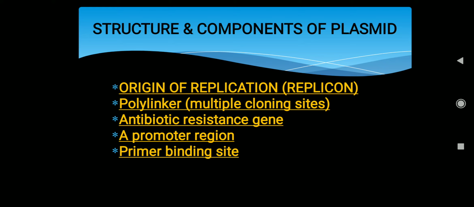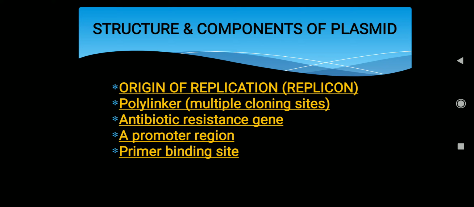Let us see the various components of plasmids. Origin of replication is present in a plasmid. There is a polylinker site in the plasmid. Antibiotic resistance genes are present in a plasmid. A promoter region is present and a primer binding site is present. These are the general components of a plasmid.